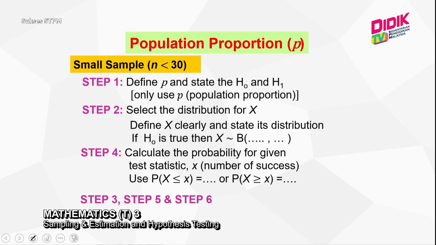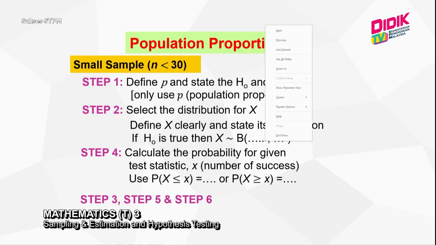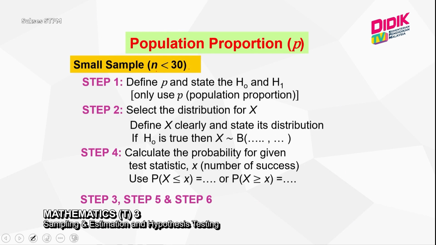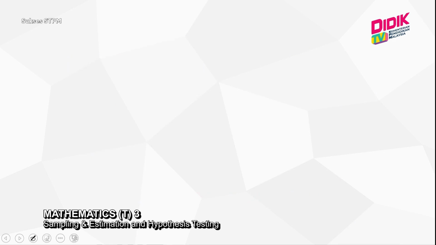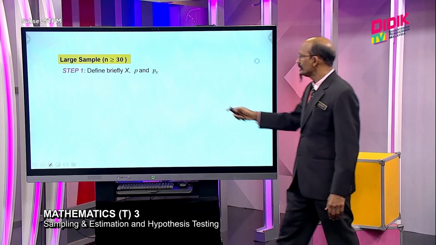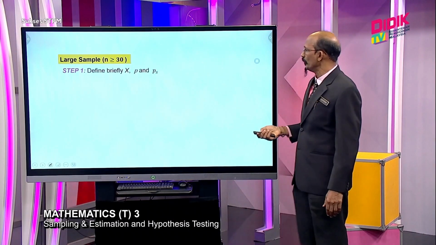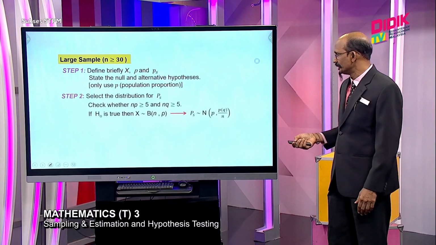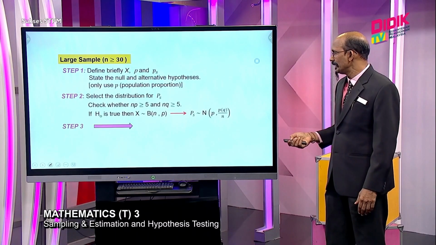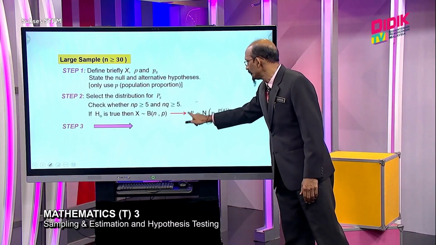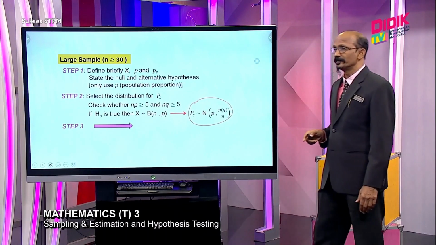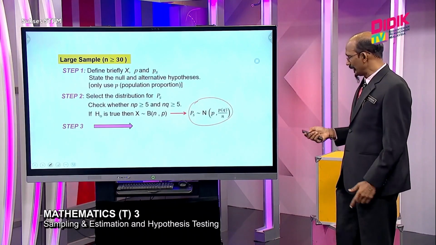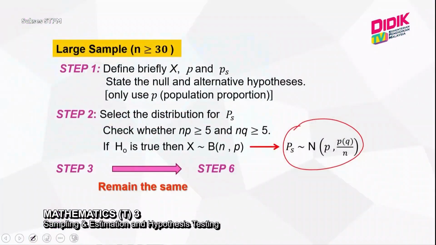So we are using binomial here. Small sample size means less than 30. For less than 30, we will use the binomial distribution. So it is slightly different in our test statistic here. For a large sample, the size must be greater than 30. The 6 steps are almost identical. Only a slight difference: here we are using the normal distribution. Just now we used binomial; for a large sample, we use the normal distribution.